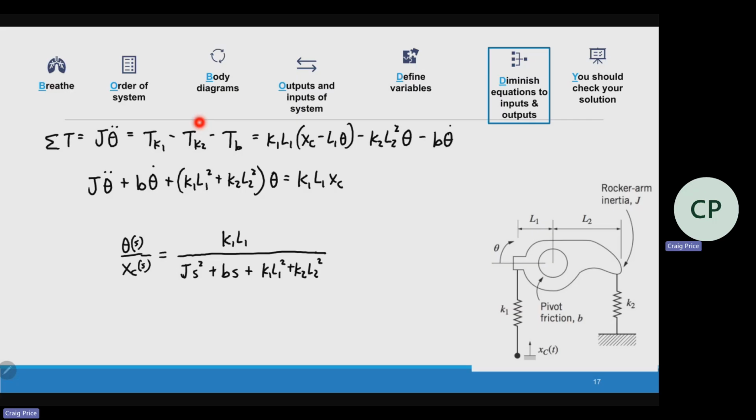We knew it was going to be second order. It is stable. That's another thing. So the bottom of this is all positive. That's a good sign. And it's got all the components. It's got all the K's. It's got the B, J. All of those are in my transfer function.